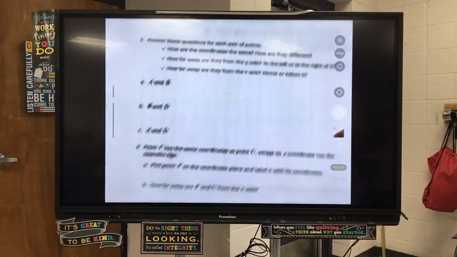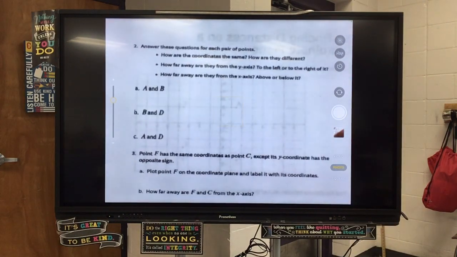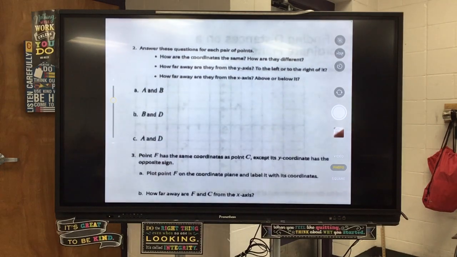All right, so let's slide over to number 2. So it says answer these questions for each pair of points. How are coordinates the same and how are they different? How far away are they from the Y axis, so to the left or to the right? And how far away are they from the X axis, above or below? All right, so we kind of talked about this a little bit already, correct? So how are they the same?